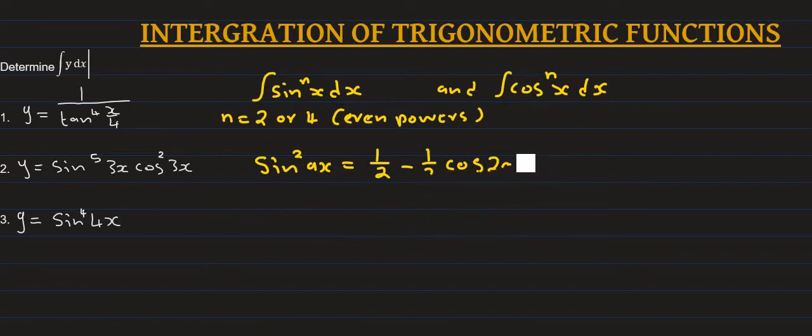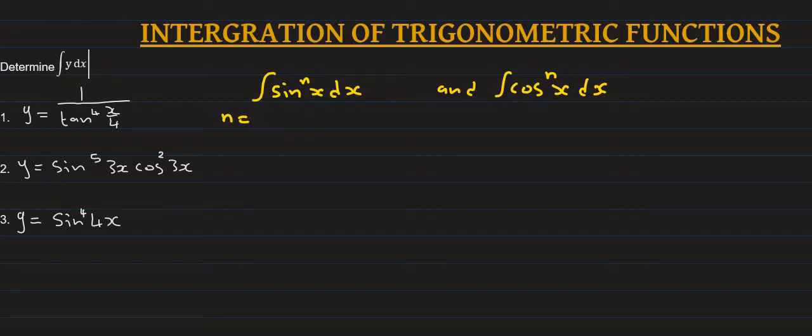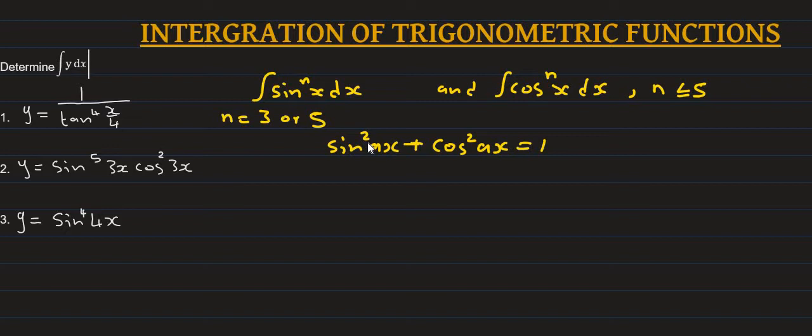So for odd powers, like 3 or 5, with power less than or equal to 5, we use a different identity: sin squared ax plus cos squared ax is equal to one. If we have odd numbers, we split off one power and use the identity, for example 5 splits into 4 and 1.